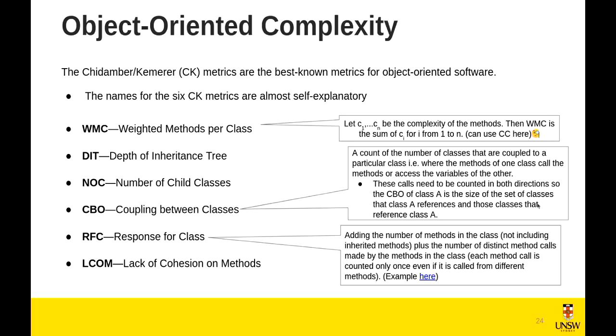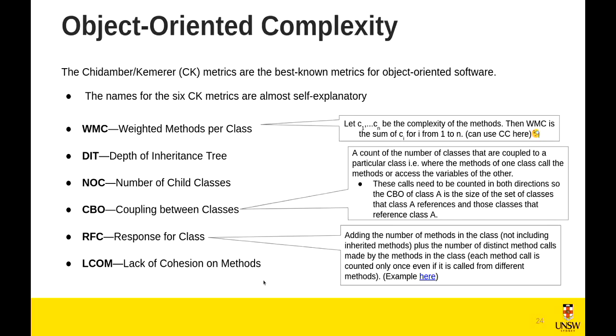And you can have a look at an example here, and it will lead you to some online materials which provide a very good example. But let's not explain too much detail here. So basically, response for class is related to the counting of the number of methods and method calls.